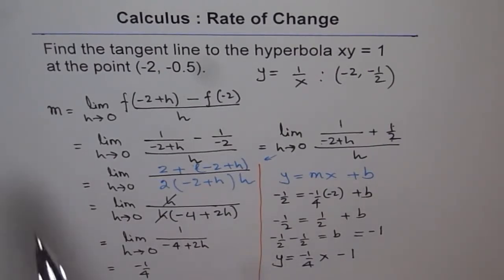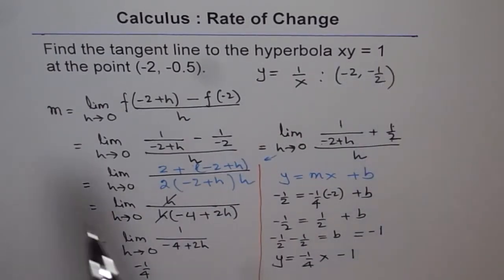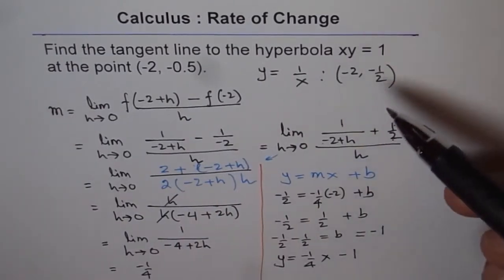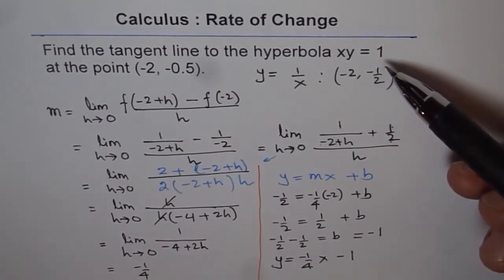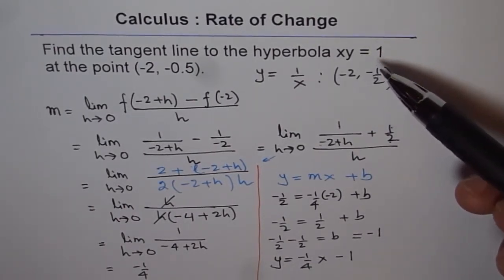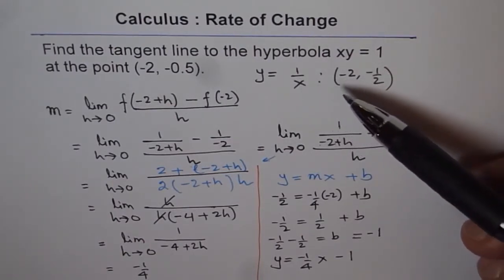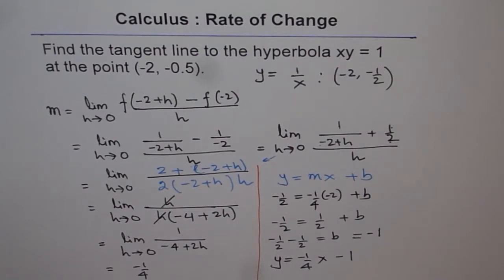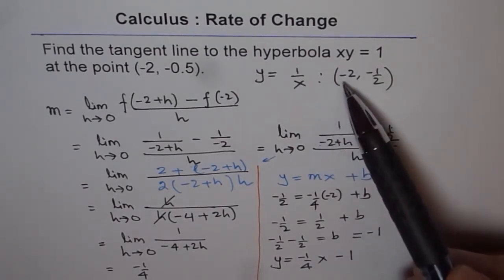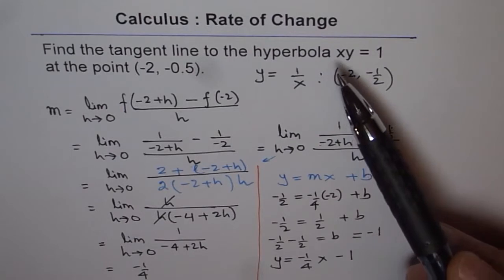So, find the tangent line to the hyperbola xy equals 1 at the given point. First and foremost, when you try to solve this kind of equation, write it in a familiar form. Explicitly write in terms of y, so y equals 1 over x. Now you should check whether the given point is on the curve or not. If I put -2 here, I do get -half, which is -0.5. So that point lies on the curve.